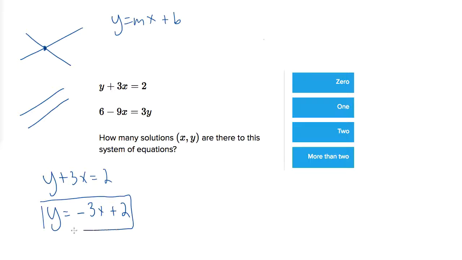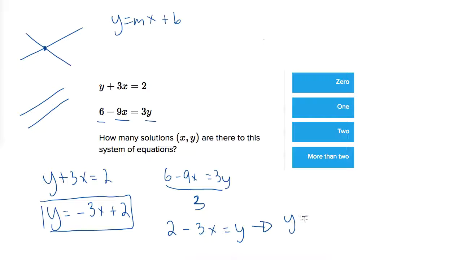Okay. Second equation, we're going to need to do a little more manipulation. So we can see that everything in this equation is divisible by 3. So let's just start by dividing everything by 3 because we want to have it as y, not 3y. If we divide everything by 3, we're going to get 2 minus 3x equals y, which is the same thing as y equals negative 3x plus 2.